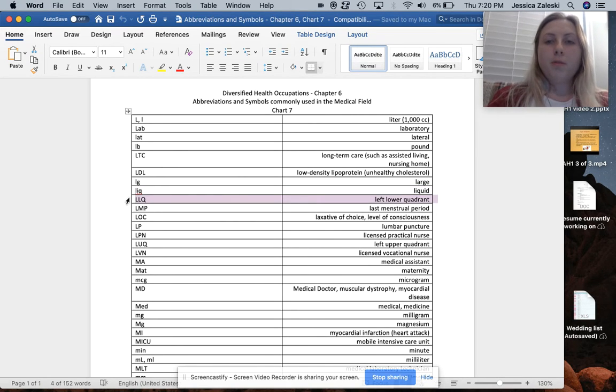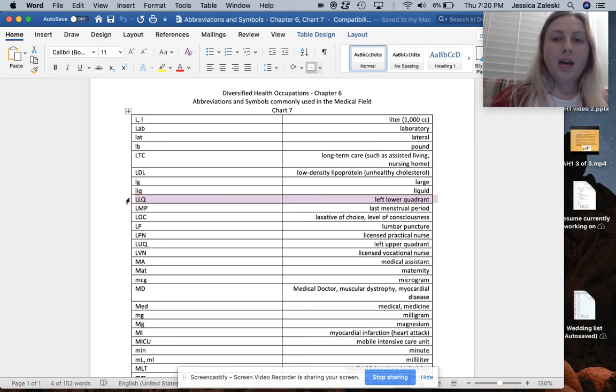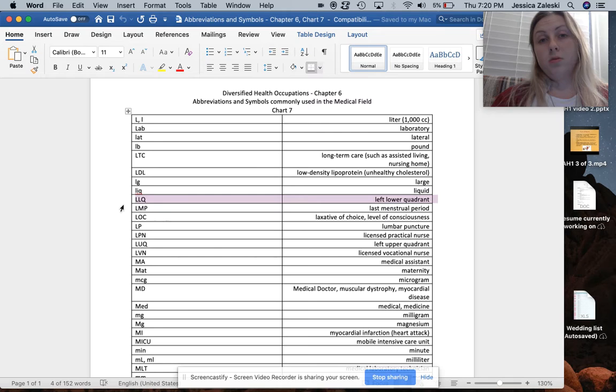LLQ. So if you remember back to chapter 7, section 2, when we talked about the abdominal quadrants, like left upper, left lower quadrants, right upper, right lower quadrants, they're annotated by LLQ, LUQ, RUQ, RLQ.